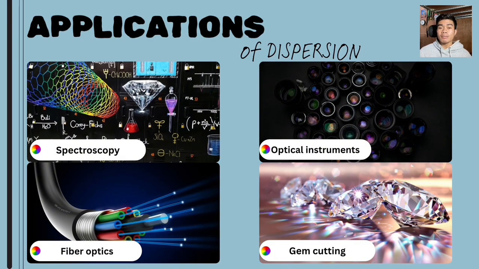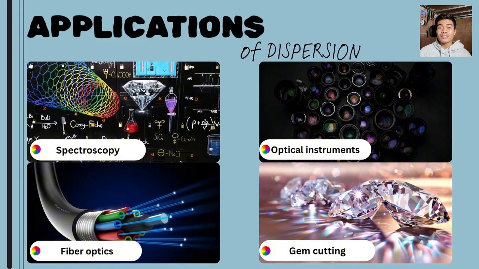And finally, gem cutting. Have you ever stared at a diamond under the light and seen those little flashes of rainbow fire? That's dispersion working in your favor. Gem cutters set those tiny polished surfaces at specific angles to maximize how much light bends and splits inside the gem. The result is the hypnotic sparkle that makes people fall in love or spend too much money.